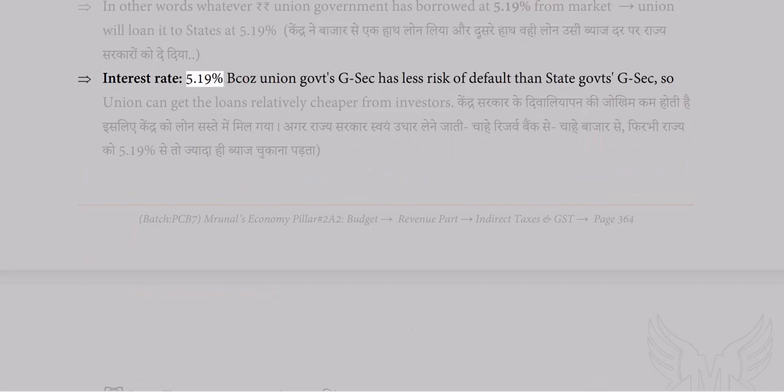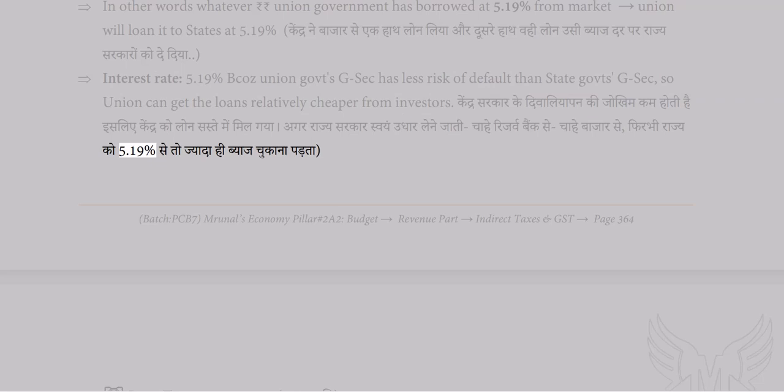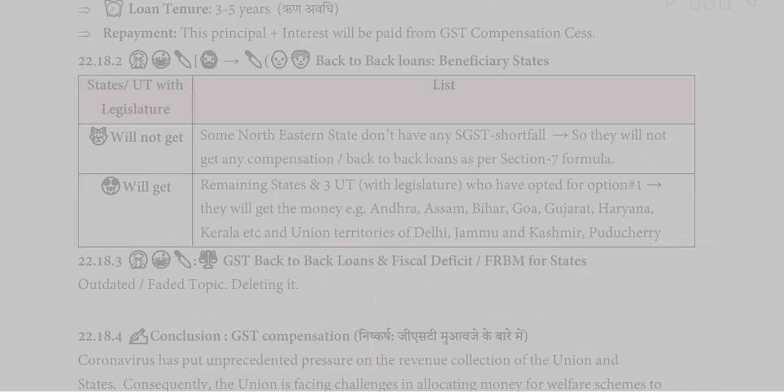The interest rate is 5.19% because the Union Government's G-Sec has less risk of default than state governments' G-Sec. So the Union can get the loans relatively cheaper from investors. Loan tenure is 3 to 5 years. The repayment of this principal plus interest will be paid from the GST compensation cess.